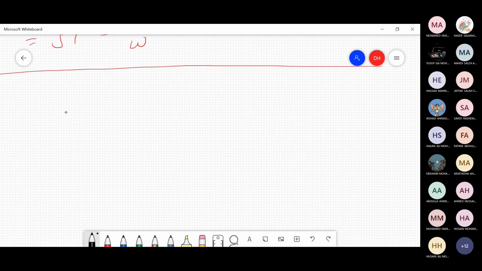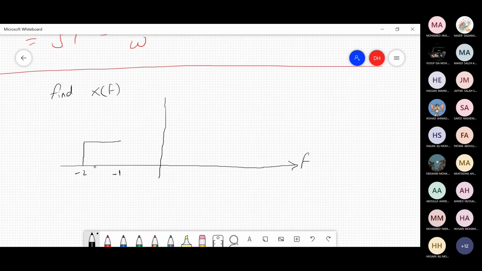Find x of f. Okay, this is x of t. We want to find x of f.